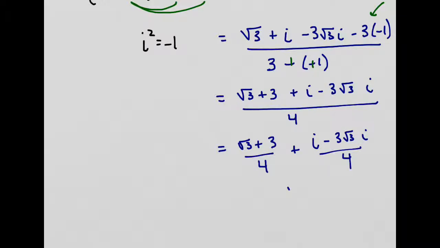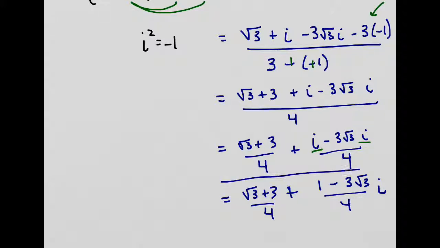But I've got i in two places, which I don't like. So what I'm going to do is factor out the i, so I only have it in one place, and it's going to look like this. The square root of 3 plus 3 over 4, plus, if I factor out one i here, I'm only going to have 1 left. 3 square roots of 3 on this side, over 4, all times i. So if I were to multiply this back out, I would get i minus 3 square roots of 3i. So this is the same expression. It's just written in standard form.